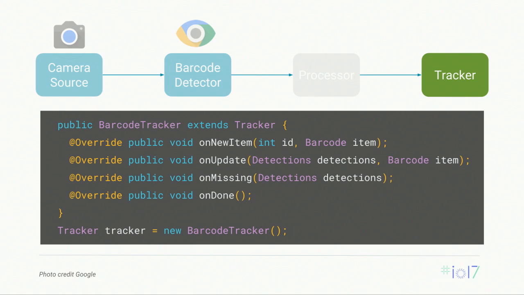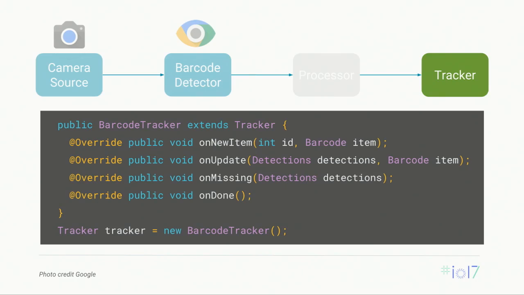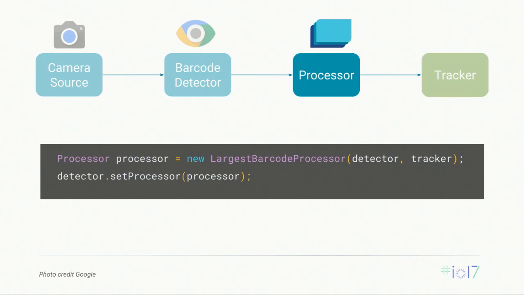On missing is called when a tracked barcode is missing for a couple of frames. This can be due to occlusion or the frame quality is blurred. After several frames, like the barcode is just nowhere to be seen, undone is called. Undone is called when the pipeline is releasing all the tracking resources related to this barcode. This is where you want to also clean up your overlay graphics.